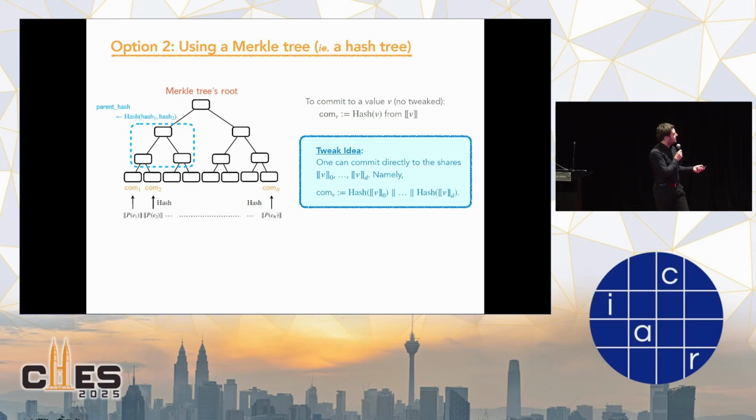Okay, but how can we mitigate the computational cost of masking the first step? In the standard approach, to commit a value v, we will hash it to obtain a hash digest, and we need to do that from a sharing of v. Instead of committing to the clear value v, we could try to commit directly the sharing itself. Namely, the commitment will be the concatenation of the hash of all the shares.